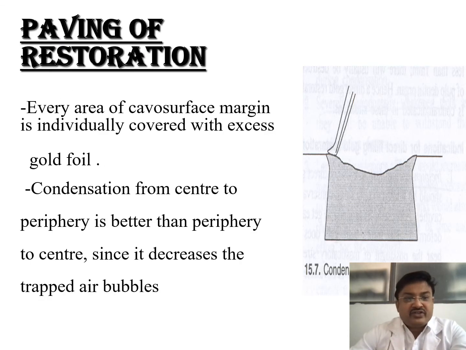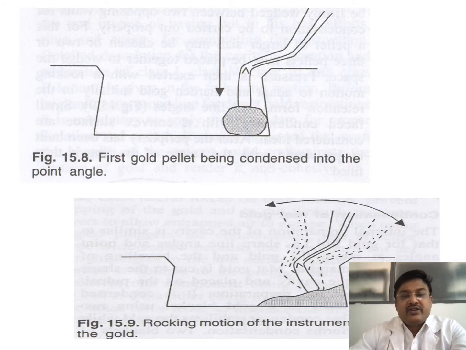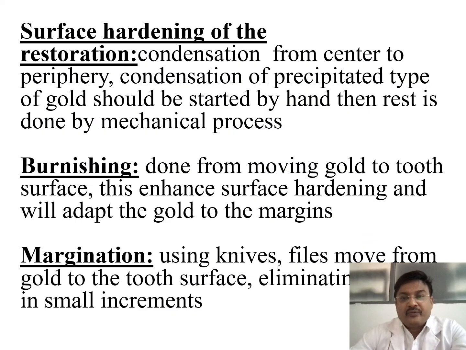Then you pave the restoration. Paving of the restoration is done by every area of cavosurface margin being individually covered with excess gold foil, and condensation from center to periphery is better than periphery to center since it decreases the trapped air bubbles. You can see the first gold pellet being condensed into the point angle here in the picture, and the rocking motion of the instrument condensing the gold.